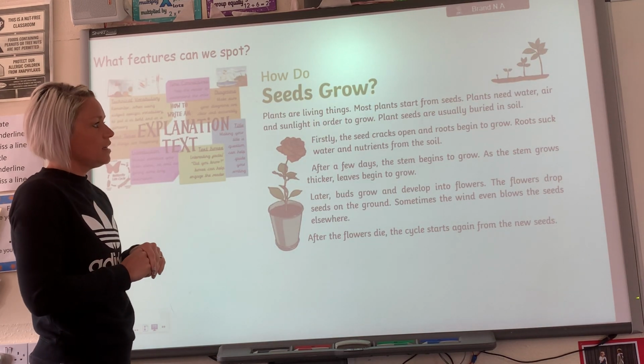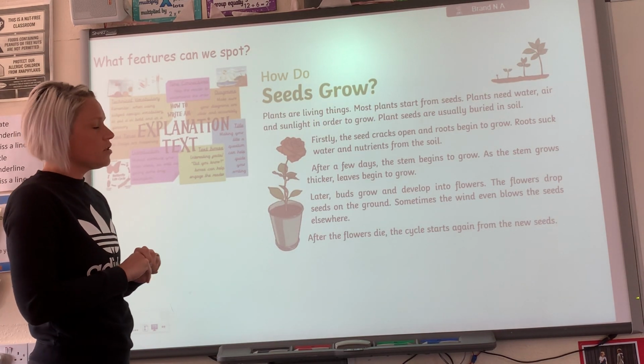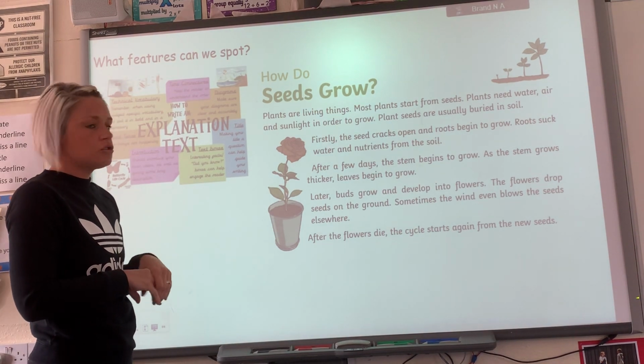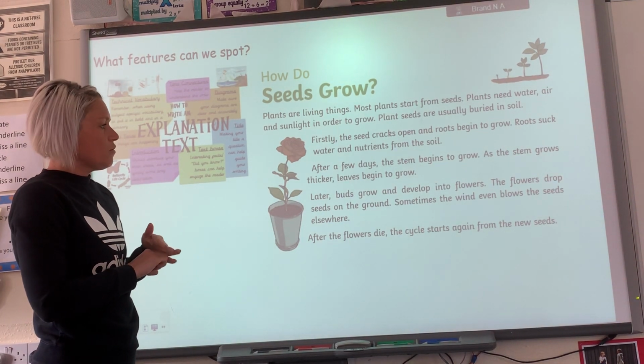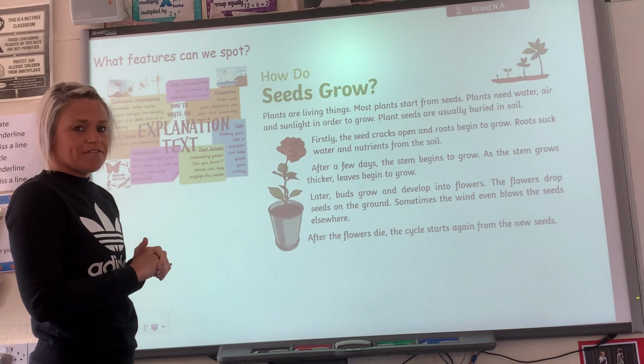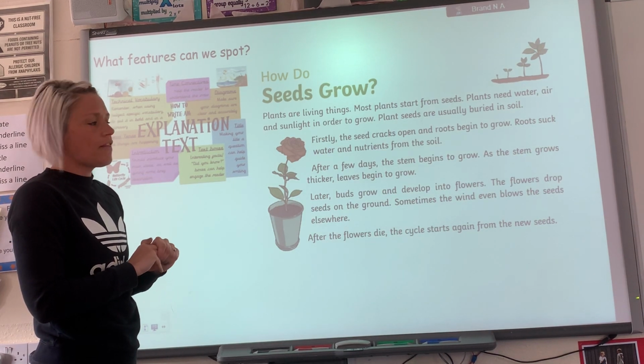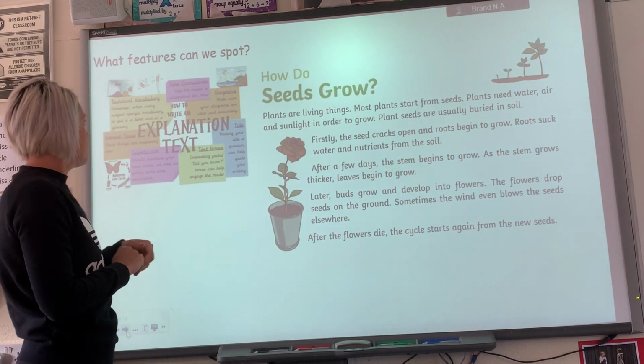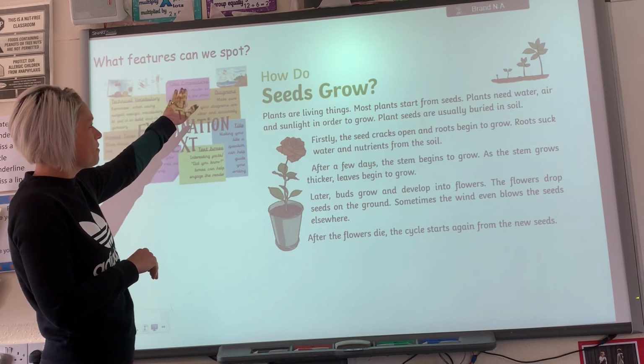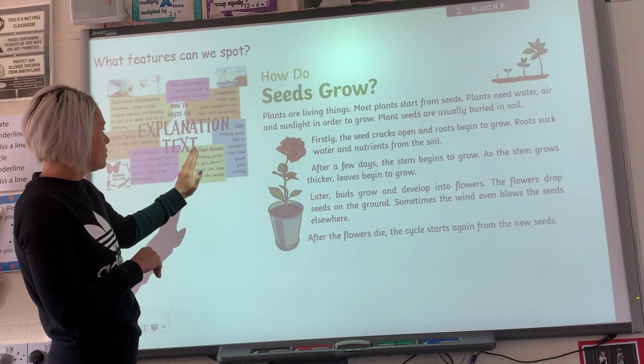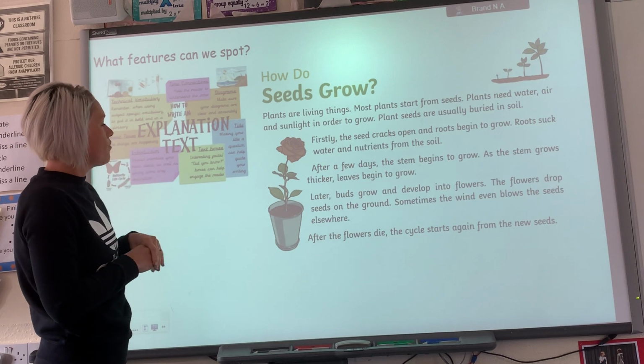So let's have a look at a little example. Here we've got an explanation telling us how do seeds grow. Have a little look at it. Are there any features that you can see straight away that are jumping out at you? Yeah, we've got technical vocabulary, time connectives, diagrams, title, text box, introduction, present tense.